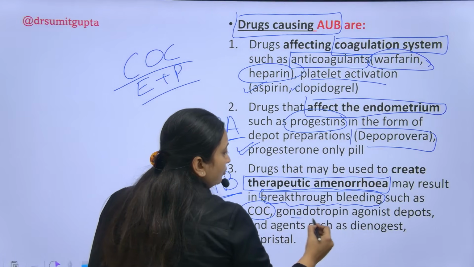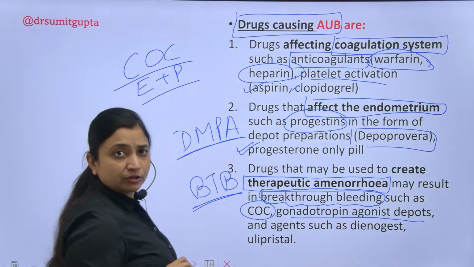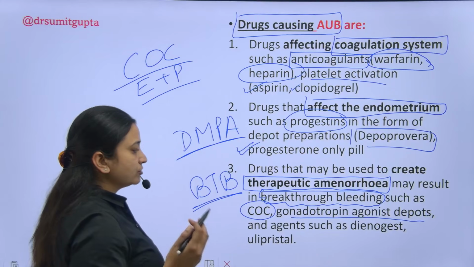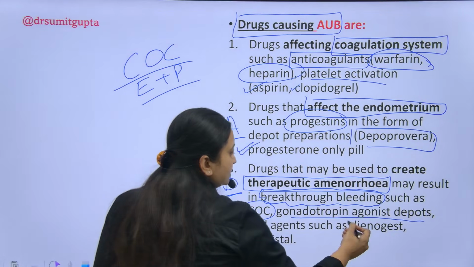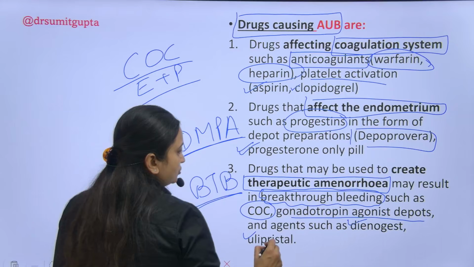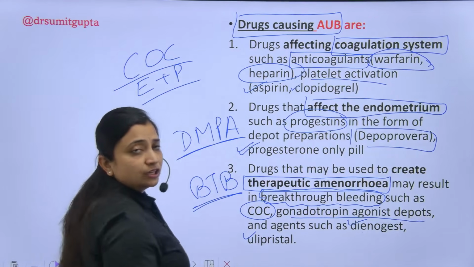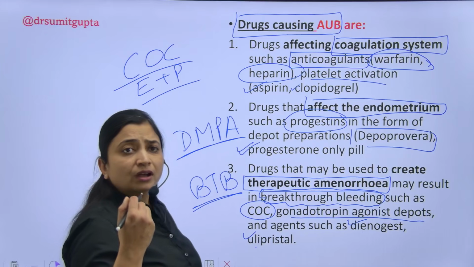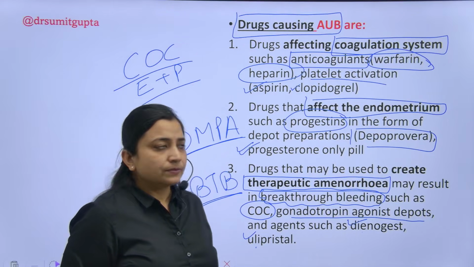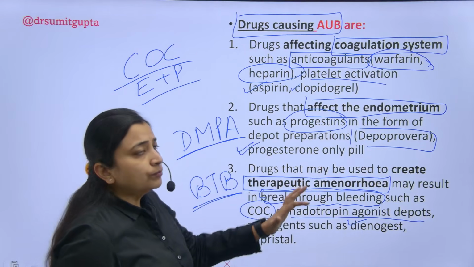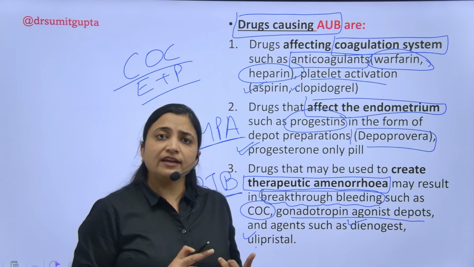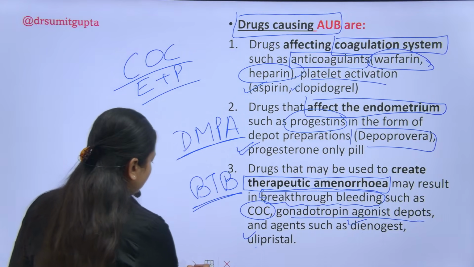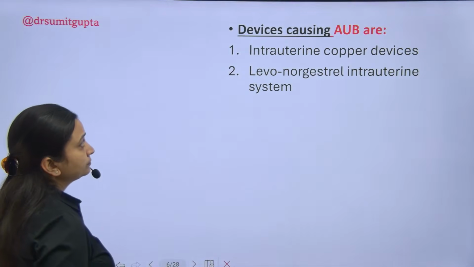Then gonadotrophin agonist depots, which were being used to create amenorrhea for some other reason, and agents like Dienogest and Ulipristal. Dienogest is generally used to treat endometriosis and Ulipristal is generally used to decrease the size of fibroids. So there are some very important drugs. So history of any medication or intervention is very important.